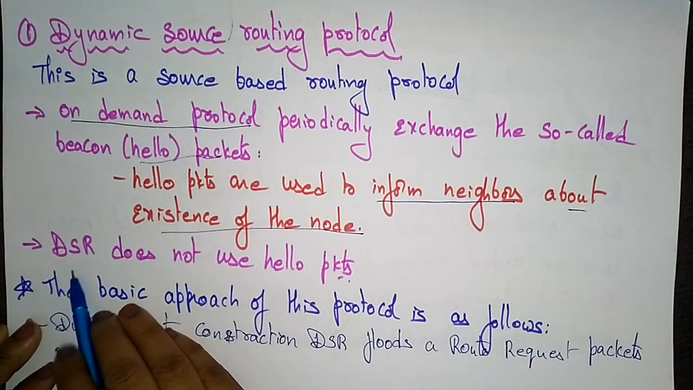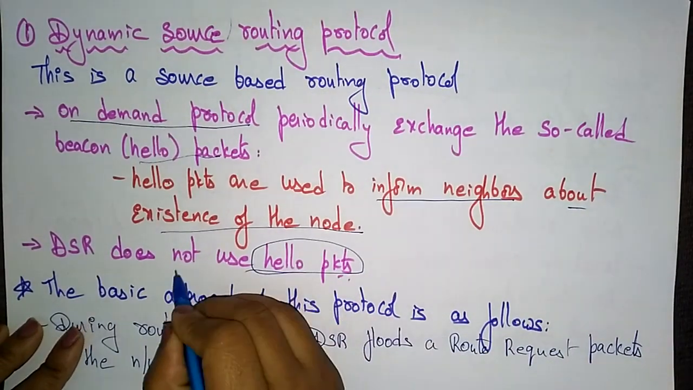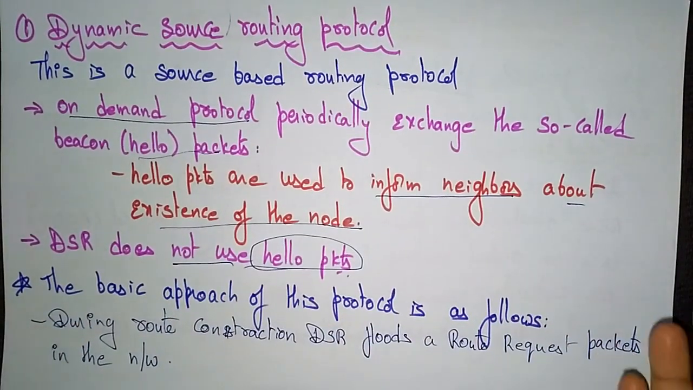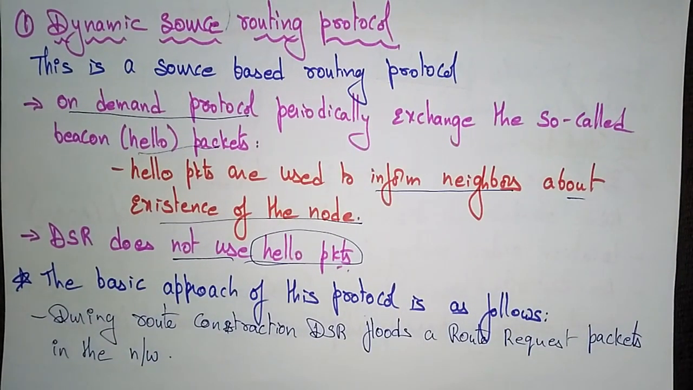And what about the DSR? The DSR does not use hello packets. It does not use hello packets. Then what does it do? Let's see. The basic approach of this protocol is as follows. So what is it doing? It is not using the hello packets. Then what is it doing?